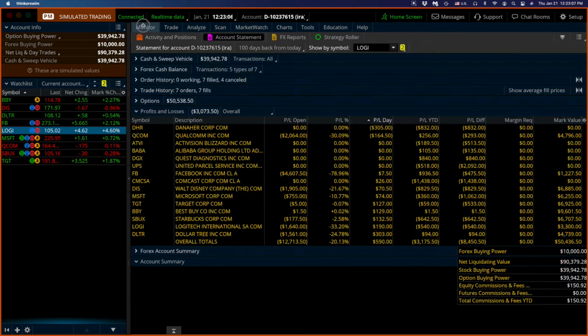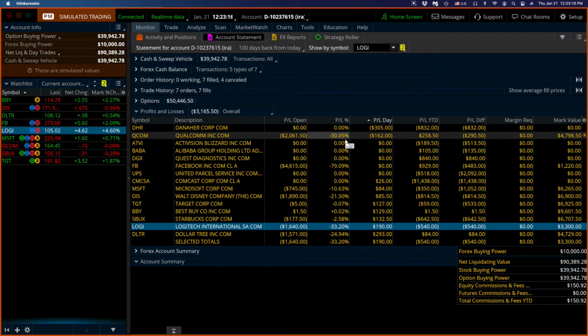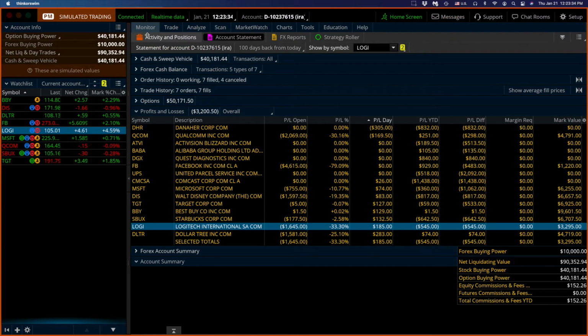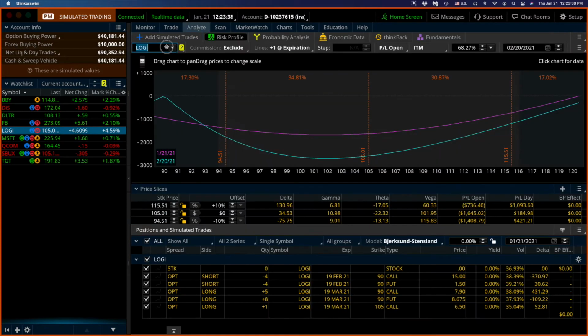Just the same, let's look at how well we have done for the year. We have lost $540. I think we had those long before, so we would have to go back several months. Okay, it says here 100 days back from today. And we got that last trade on Disney filled. That looks good. Let's go back to Disney for a second here.